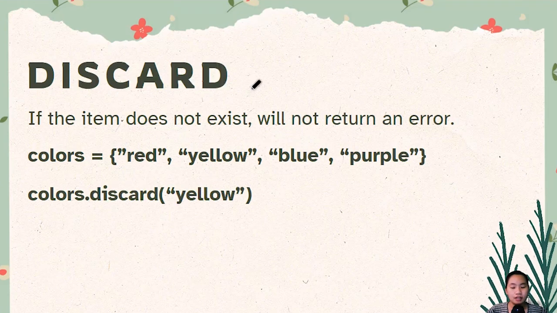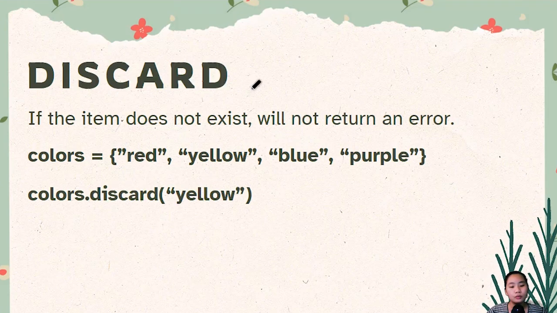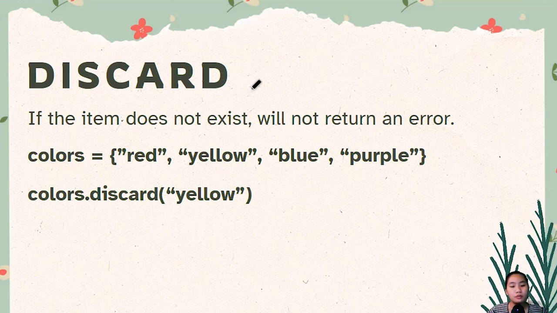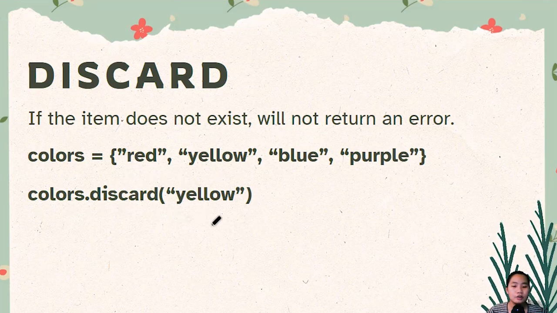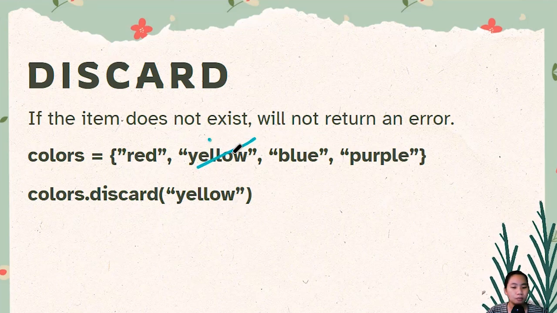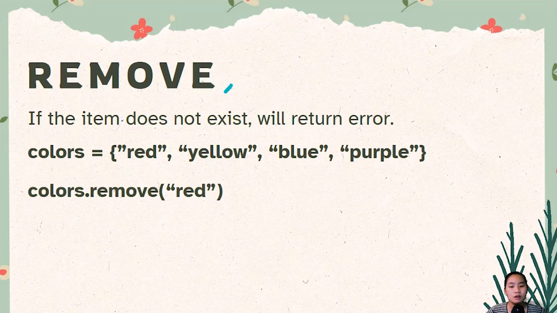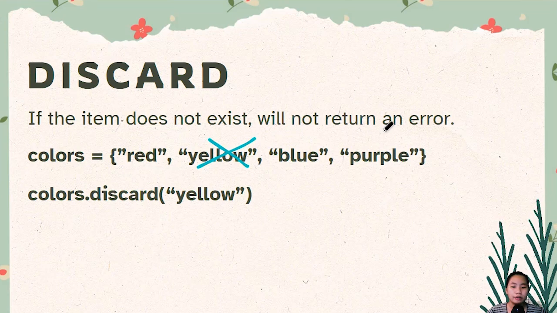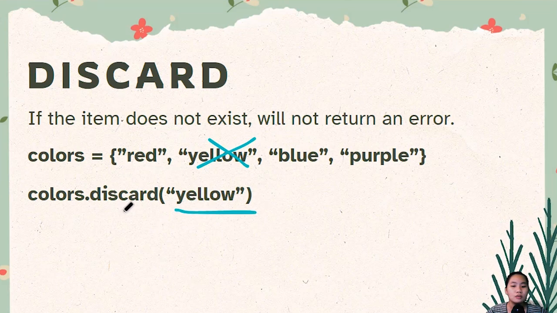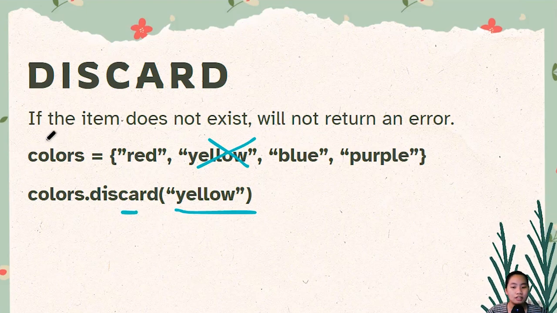The discard method. Contrary to what we've seen with the remove method, this one will not return an error, okay? Now the syntax is the same with the name of the set, dot, preceded by the name of the method, and then the value that you want to take away, which is yellow. So if colors discard yellow, it will remove yellow from the set. The same thing with the remove method, where it will remove red. All right, but this one will not return an error if the value that you pass to the method does not exist within the set.